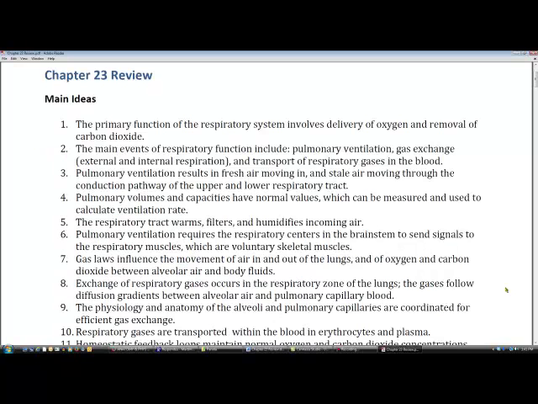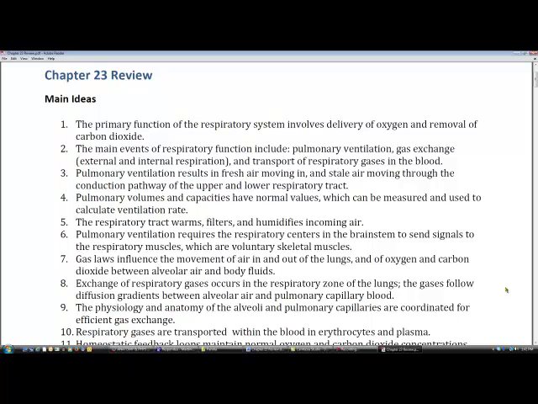Okay, up to number 6. Pulmonary ventilation requires respiratory centers in the brainstem to send signals. These respiratory muscles are voluntary skeletal muscles, so unlike the heart, which will beat all by itself, breathing requires repeated stimulation from the respiratory centers in the brainstem. If anything happens to the brainstem to prevent it from sending these signals, you simply stop breathing.